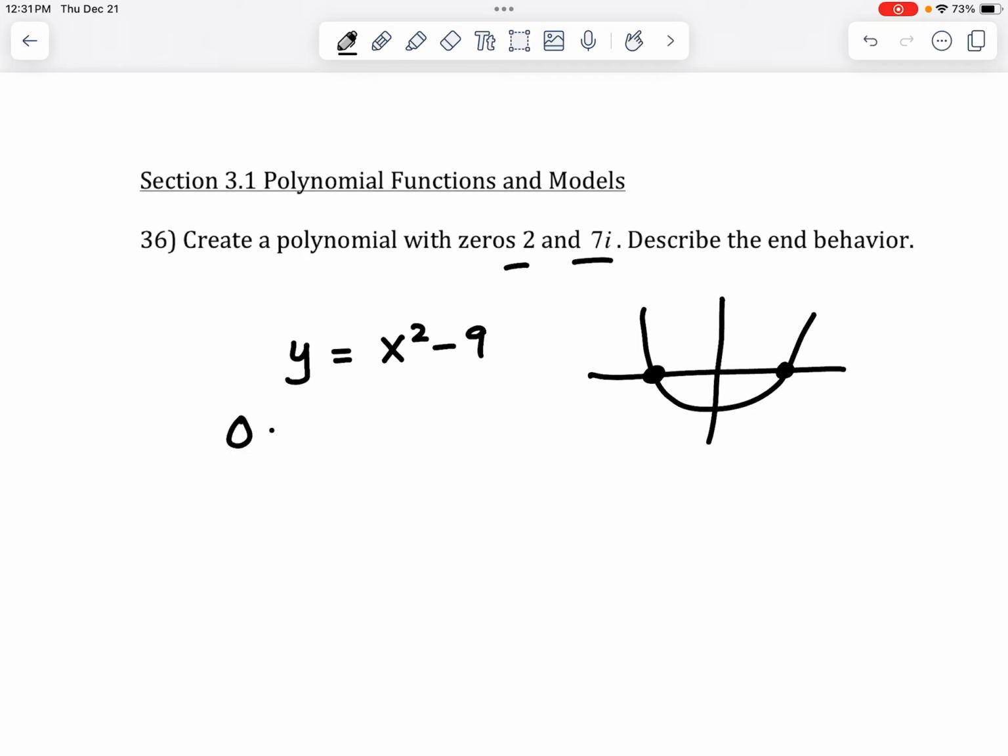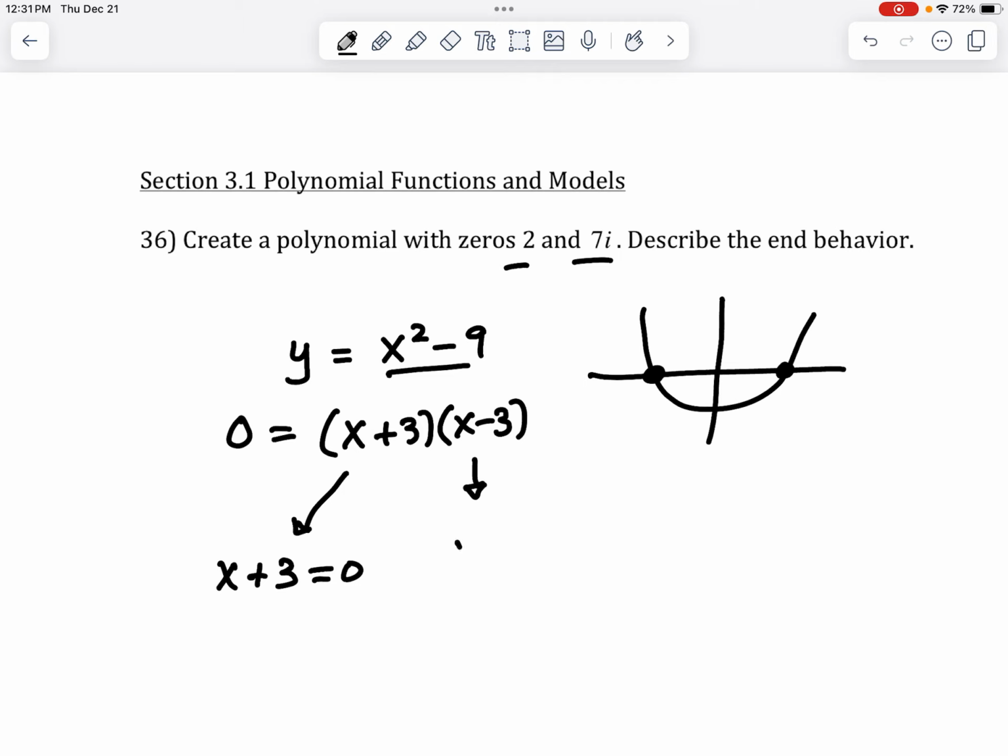You could then set y equal to 0. On the right side, you could factor this as x plus 3 times x minus 3. Then set each factor equal to 0. And then we get the two answers, x equals negative 3 and x equals positive 3. So this would be the negative 3, this would be the positive 3.